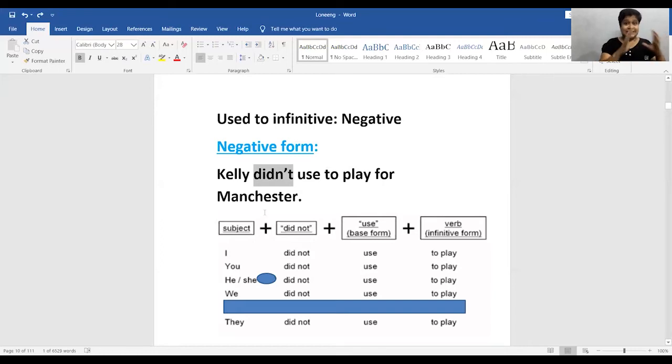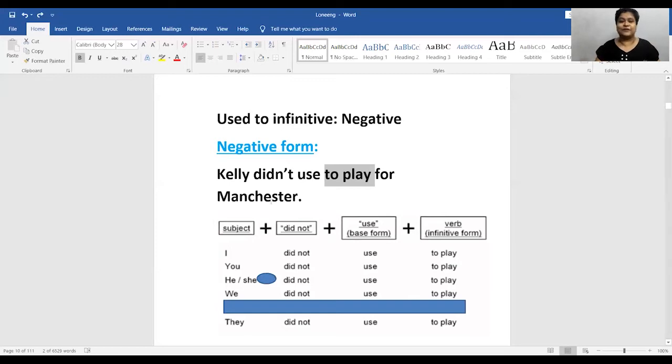So Kelly didn't, which is Kelly did not. And take a look at the word for the negative sentence. The word becomes, in the present tense, use. So Kelly didn't use to play. To play is in the infinitive verb form, for Manchester. Manchester is a team in America and it's a state too. So Kelly didn't used to play for Manchester, right?